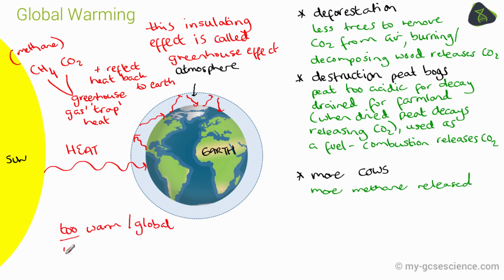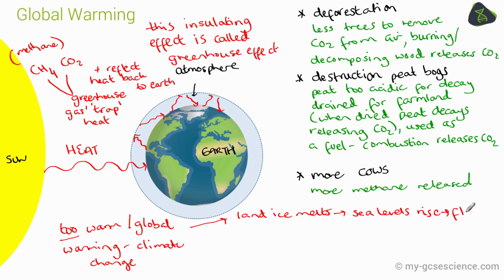The Earth is getting too warm, and this is called global warming, which is a type of climate change. And the consequences that we are currently seeing are that land ice is melting, causing sea levels to rise in some areas, which is leading to floods in places that aren't usually flooded. Certain islands seem to be submerging in the water, like Madagascar, and that's a massive loss of biodiversity there.